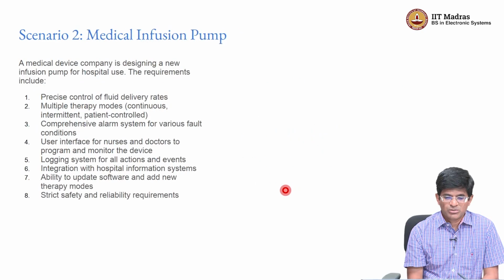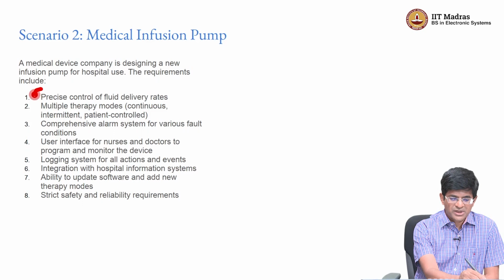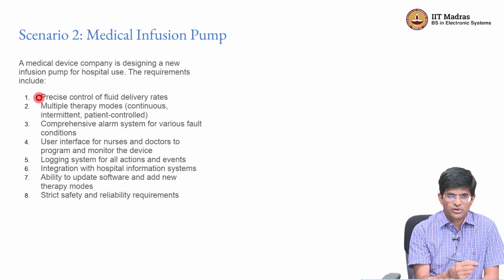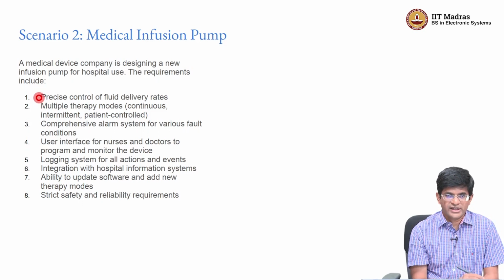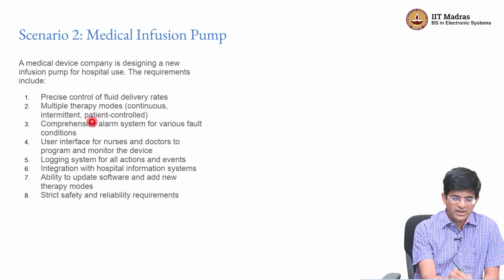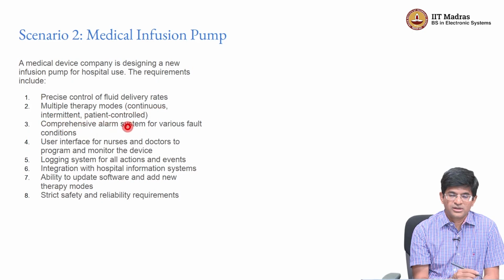You are responsible for designing a new pump for some kind of hospital use, medical use, right? Now medical use automatically means that a new set of requirements comes into play. You need precise control over what is happening. It's not just a question of, okay, if a little extra fluid goes in, it doesn't matter. Your pumps have to be accurate and they have to be monitored carefully, right? There could be continuous modes of operation, intermittent, patient controlled, different ways by which the actuators need to be triggered.